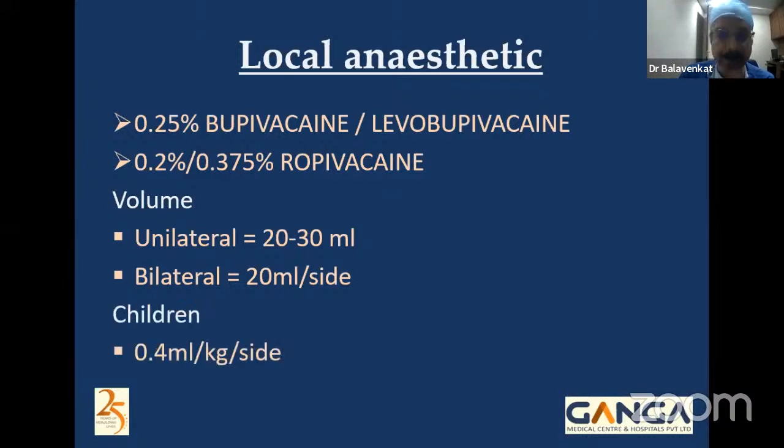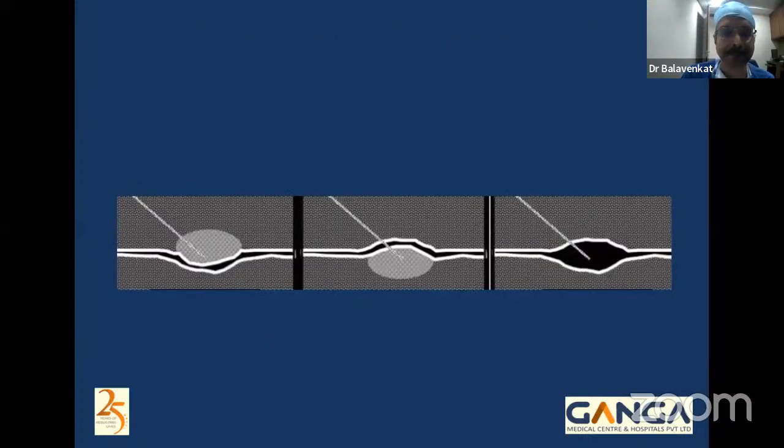One of the things that you need to keep in mind is the total volume that you're using and the milligrams that you're using. So for a child, if you want to calculate, it's 0.4 ml per kg per side. So this is the commonest diagram that is used for a TAP block, because majority of the time in the initial phases, you fail to deposit between the two fascia, and either it is into the internal oblique or into the transversus abdominis muscle, and it won't work very well. So this is the ideal one.